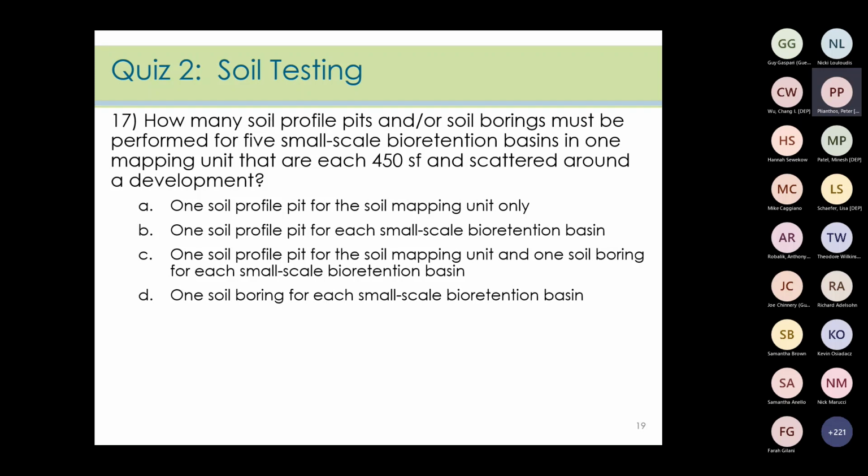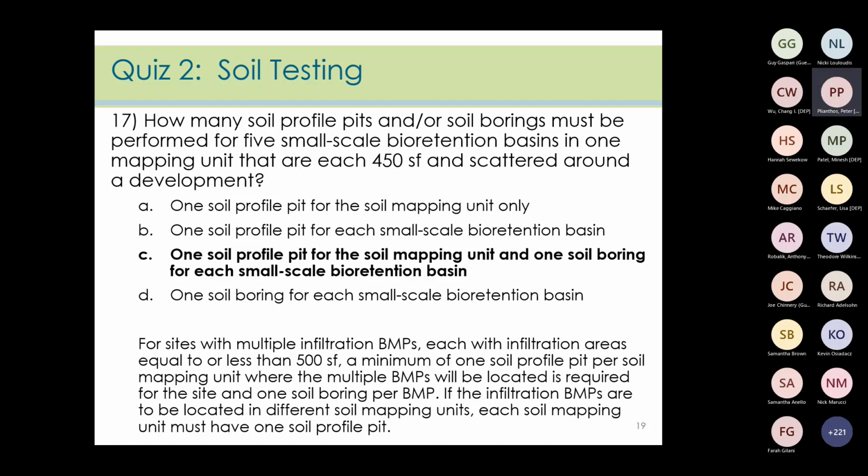Number 17. How many soil profile pits and/or soil borings must be performed for 5 small-scale bioretention basins and 1 mapping unit that are each 450 square feet and scattered around a development? Correct answer is C.